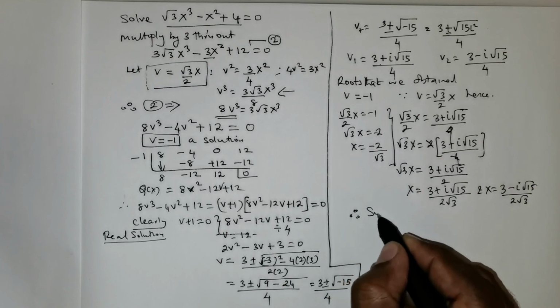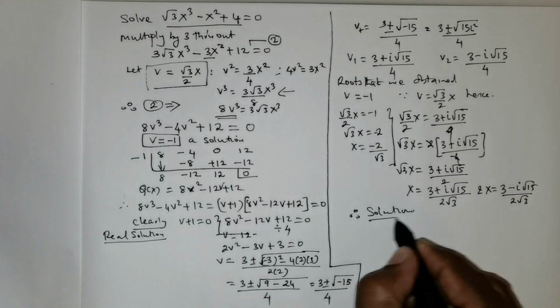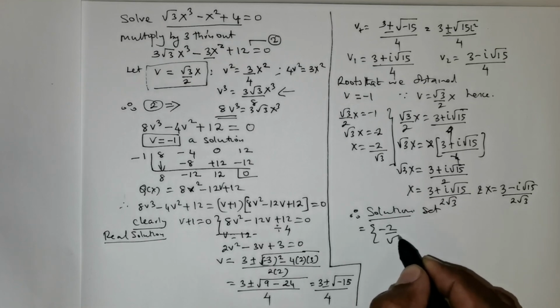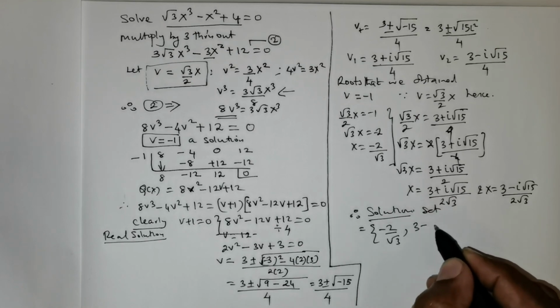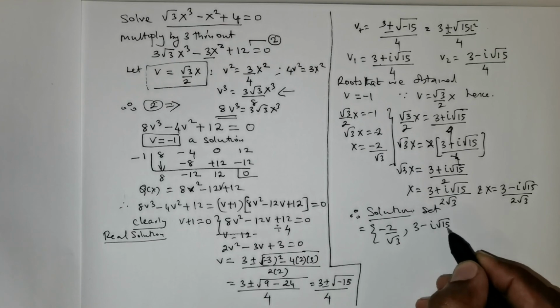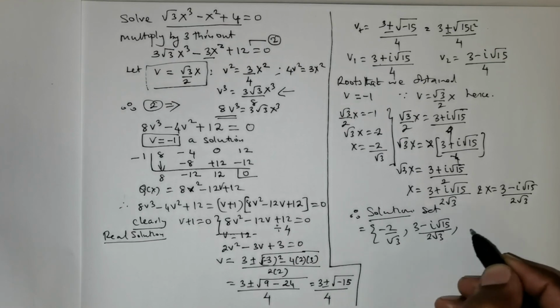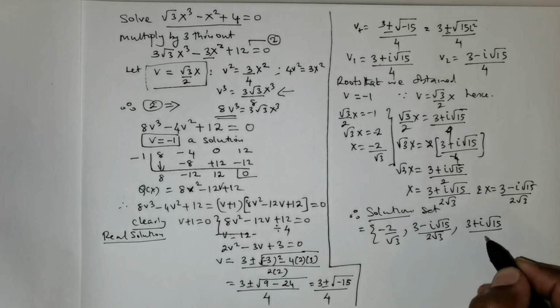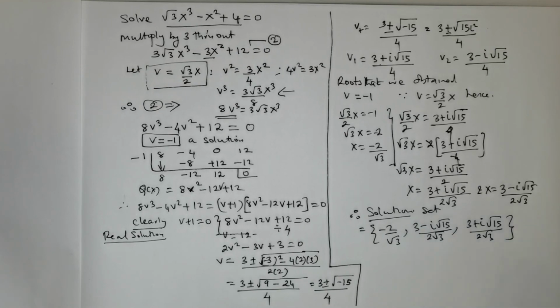So the solution set is going to be negative 2 over root 3, 3 minus i times root 15 divided by 2 times root 3, and then 3 plus i times root 15 divided by 2 times root 3. So this ends the solution to this question.